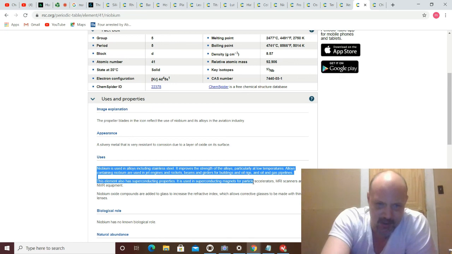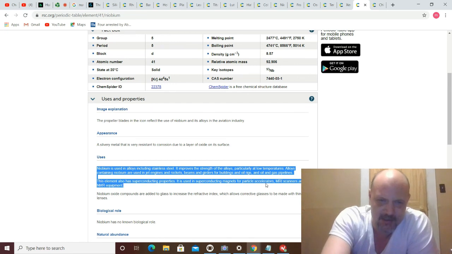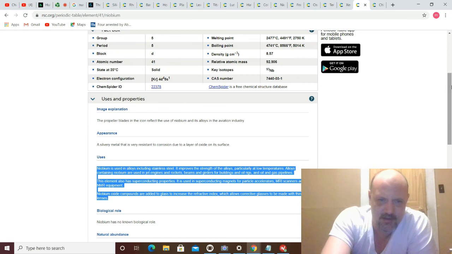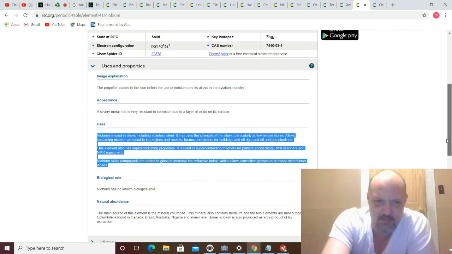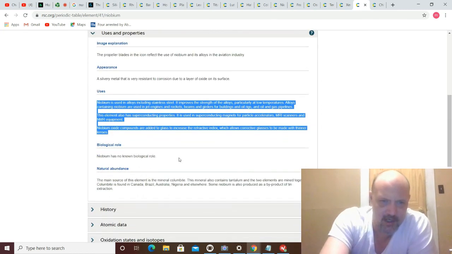Has superconductive properties. It is used in superconducting magnets and particle accelerators, MRI scanners. So added to glass. And no known biological role.